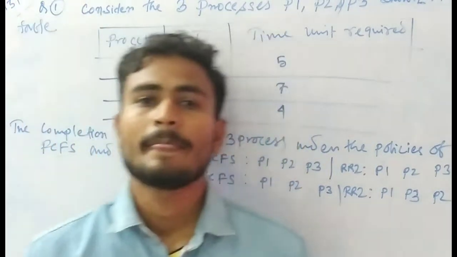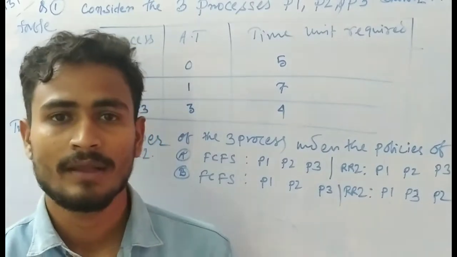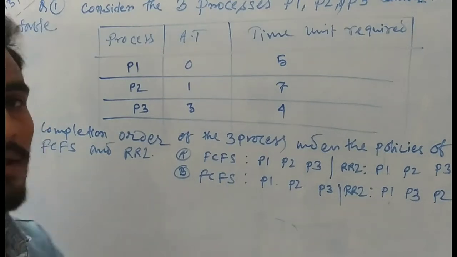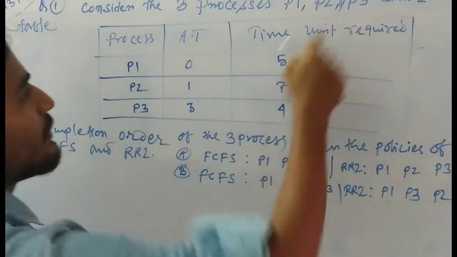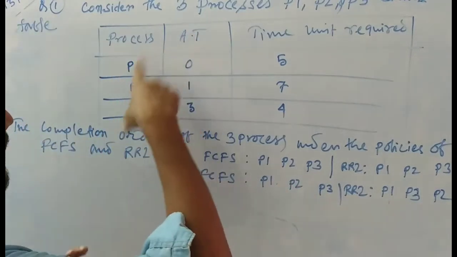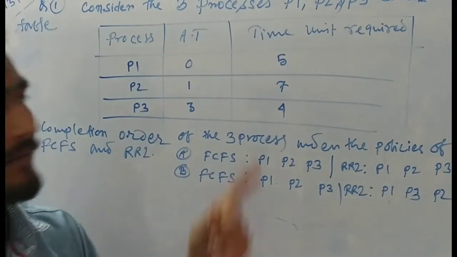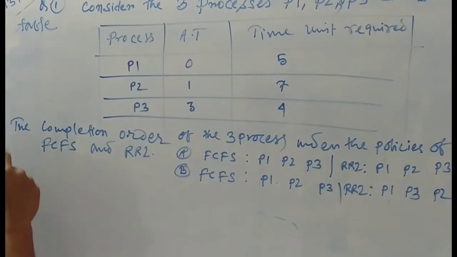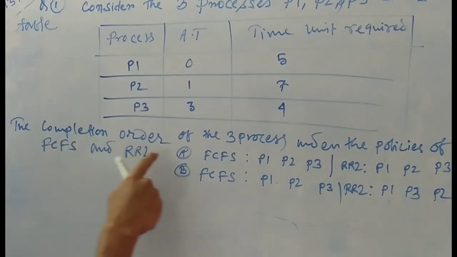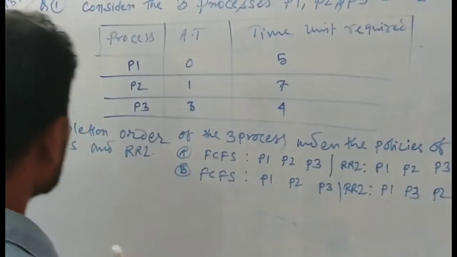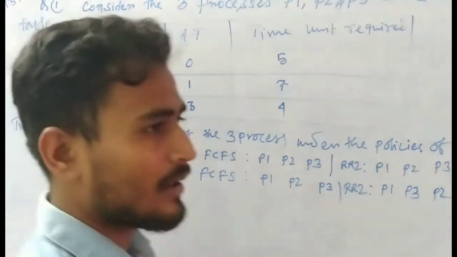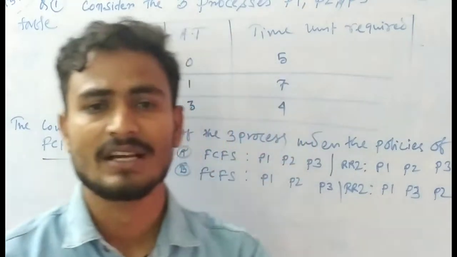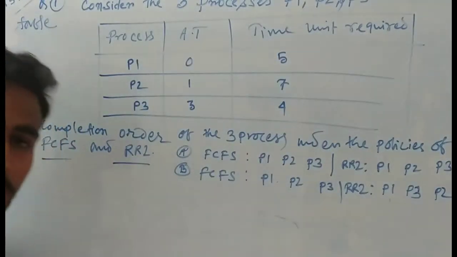Hello my dear, today I am going to discuss a GATE previous year question related to CPU scheduling. What is my question? Consider the three processes P1, P2, P3 shown in the table, with process ID, arrival time, and the time units required. The main case is the completion order of the three processes under the policies of FCFS and RR2. So my question is based on FCFS, that means first come first serve, and the round robin algorithm.